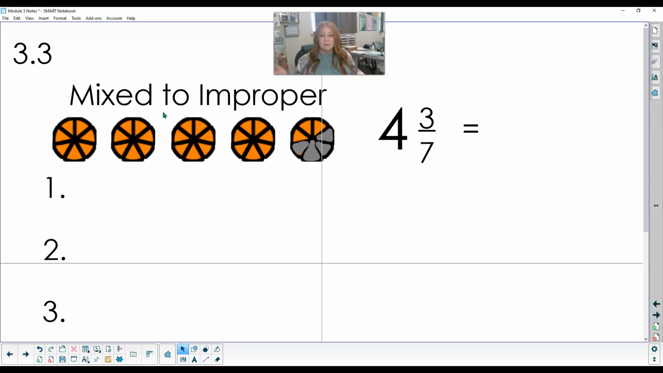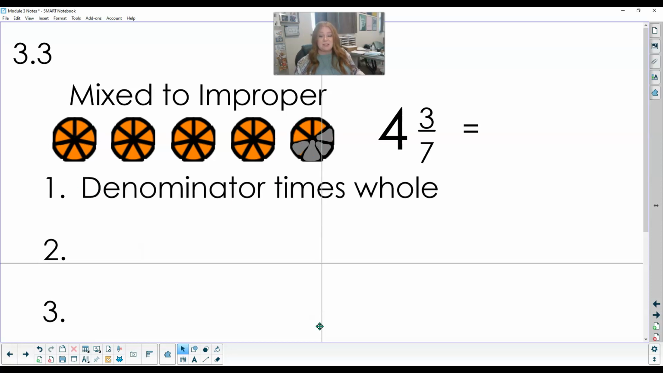So as we're changing from mixed to improper, we've got 3 steps here. Here we have 4 and 3/7, 4 wholes and 3 out of 7 pieces. Our first step is to do the denominator times the whole. This 7 tells me that there are 7 in each of these, and the whole tells me that I have 4. So 7, 7, 7, 7, 4 times.